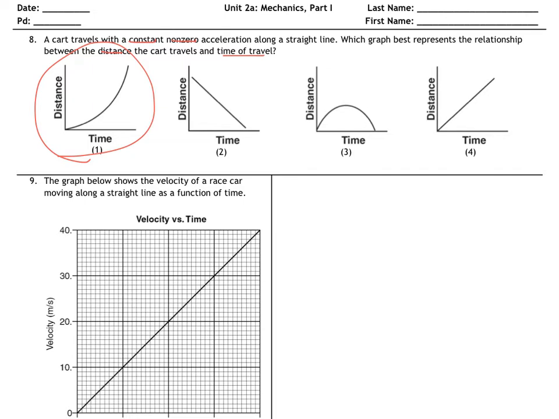I think the only other one that maybe would be reasonable would be this guy, but with a slope like this, it has this straight line, and the slope on this graph would be distance over time, so meters per second. Then this graph is saying that the velocity, that's meters per second, is constant. So if velocity is constant, then you can't have acceleration. It's one or the other. So I'm still going to go with choice 1 there.